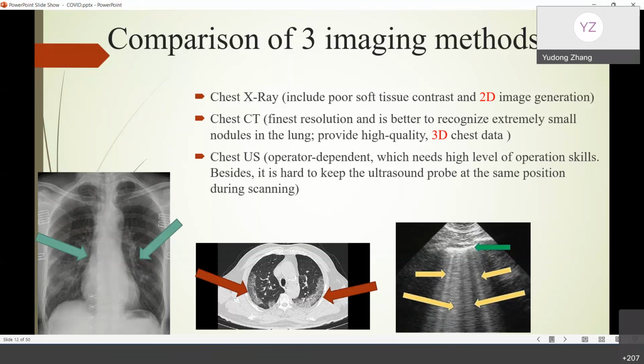And on the right shows the ultrasound. The ultrasound, the US, is operator dependent, which means different operators may generate different results. It's hard to keep the ultrasound probe at the same position. You can see the yellow and green arrows on the bottom right side, which show some suspicious lesions of COVID-19. It's very hard for non-experts to determine whether it's COVID-19 or not.